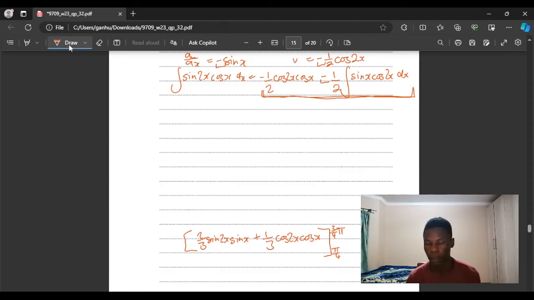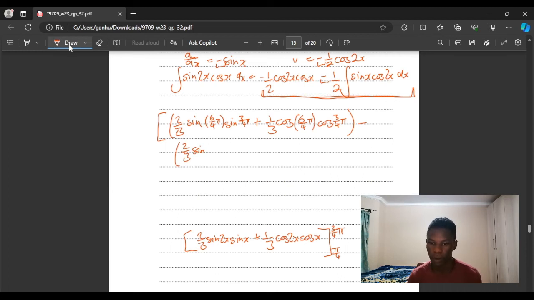Okay, so now we substitute in our limits, so that would be 2 over 3 sine 2 times 3/4 pi, so we can write that as 6 over 4 pi, sine 3/4 pi, plus 1 over 3 cos 2 times 3/4 pi, that's 6 over 4 pi, cos 3/4 pi, and then we're going to subtract 2/3 sine 2 pi over 4 times sine pi over 4 plus a third cos 2 pi over 4 cos pi over 4.